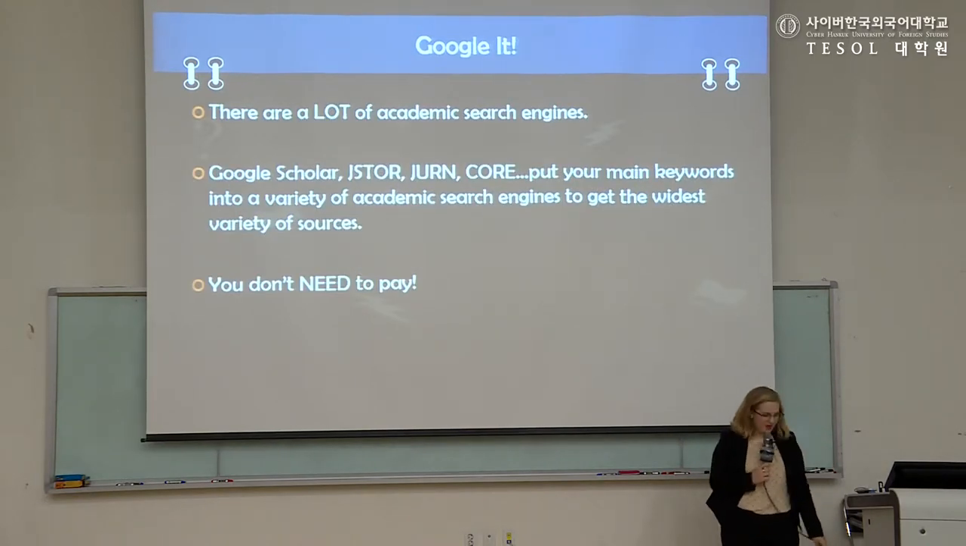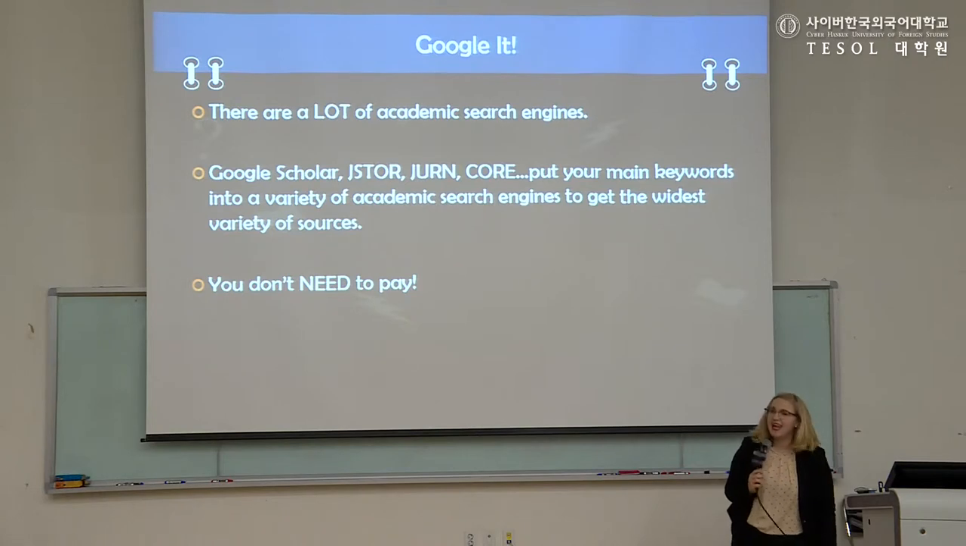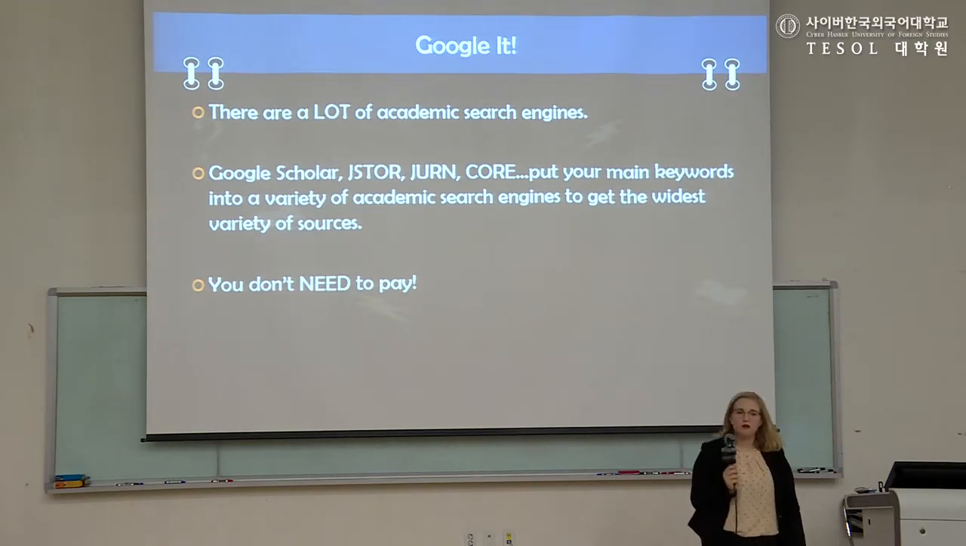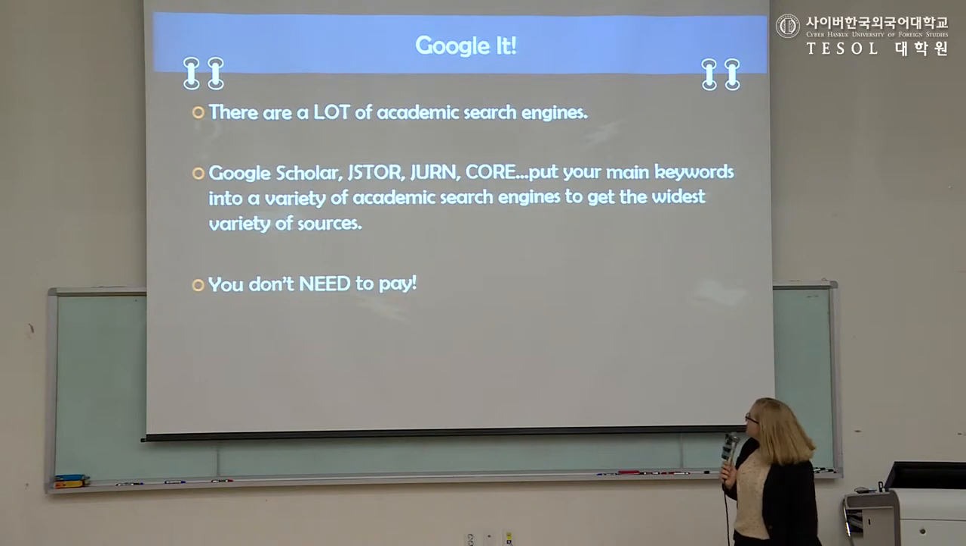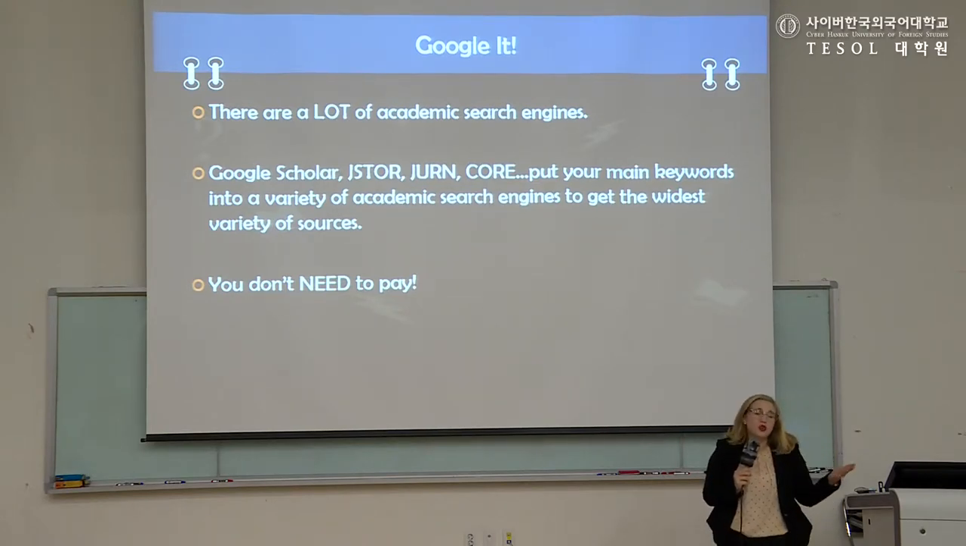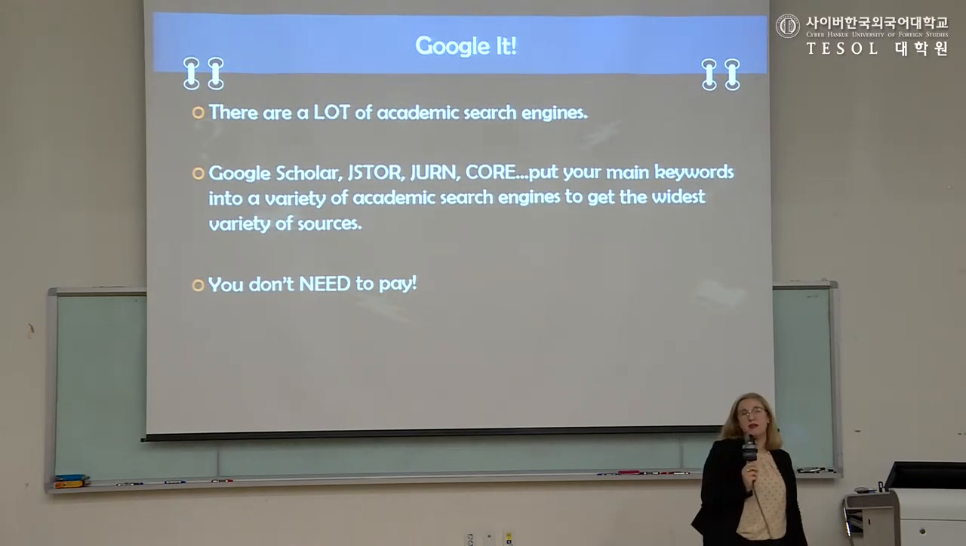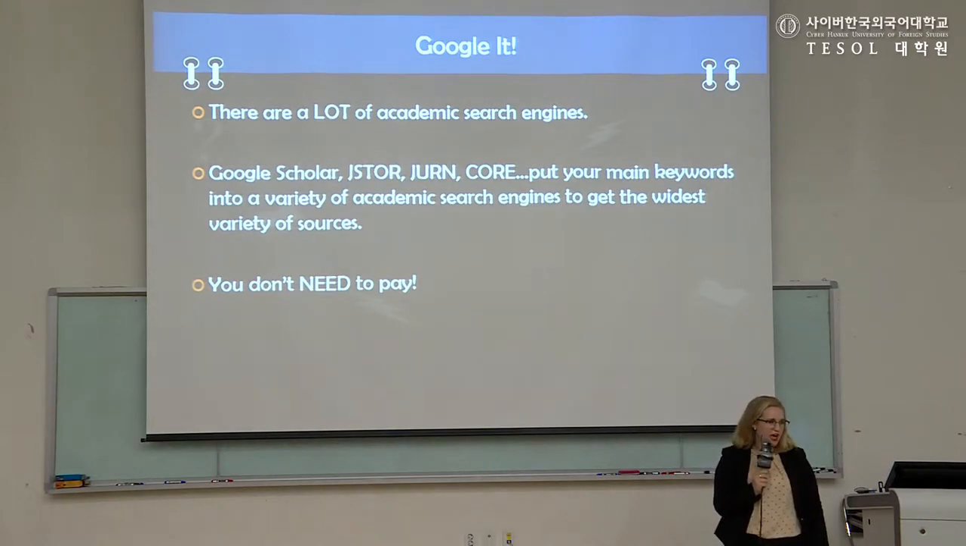So Google it. There are a lot of academic search engines. Whole lot of them. Google Scholar, of course, is one. JSTOR, core. If you just Google it, you're going to come up with a lot of these different academic article websites. Now, the problem is, how do you know which ones are good? How do you know which ones are relevant?